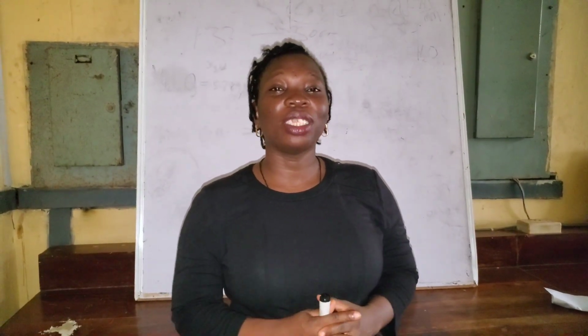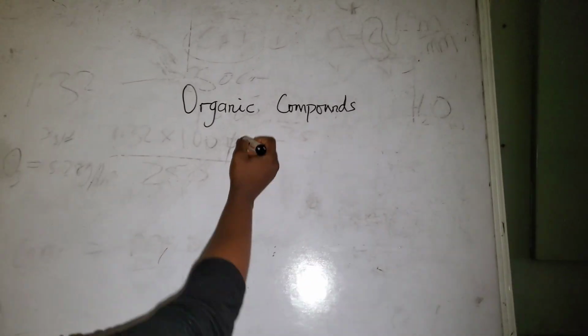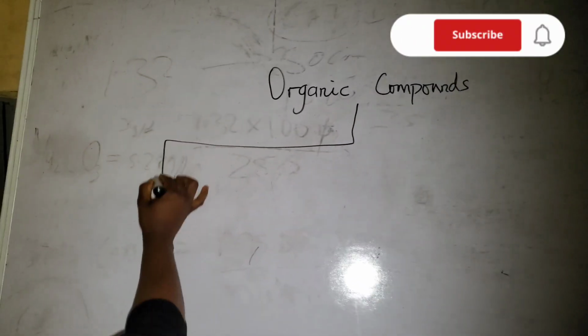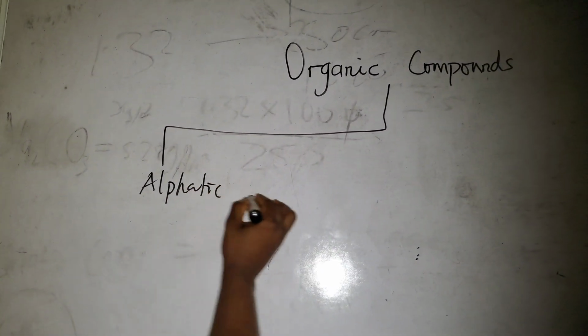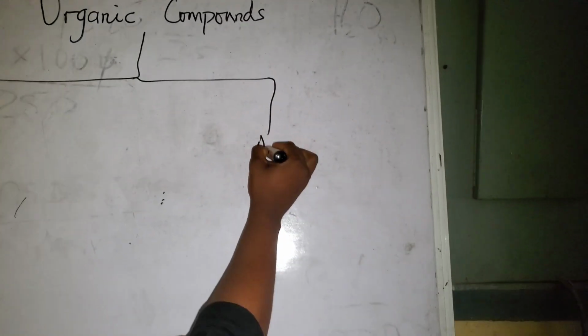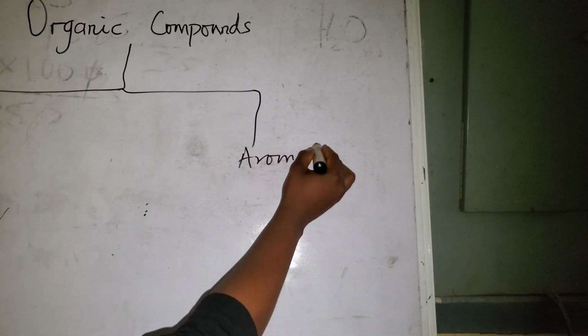Today we'll be looking at organic compounds and we are going to navigate through the naming, and also we'll do more videos to explain the reactions of organic compounds. Organic compounds are divided into two. We have the aliphatic organic compounds and we have the aromatic organic compounds.